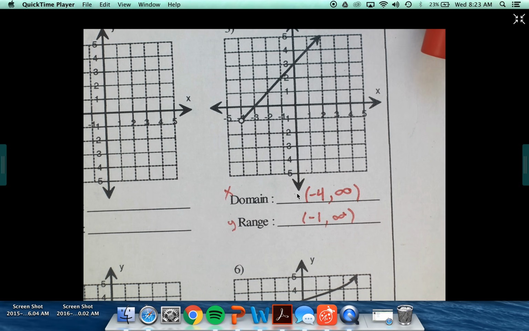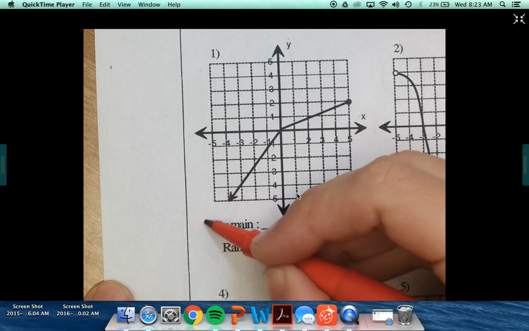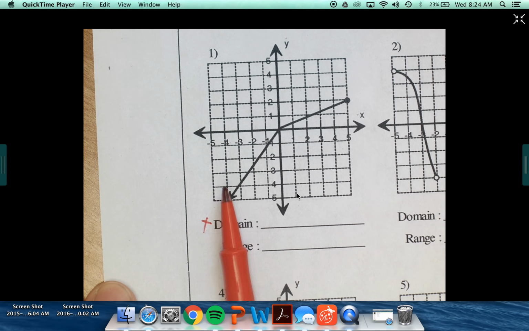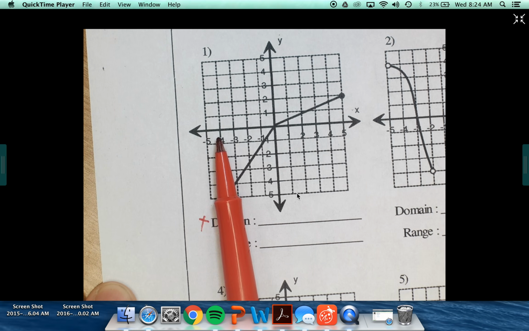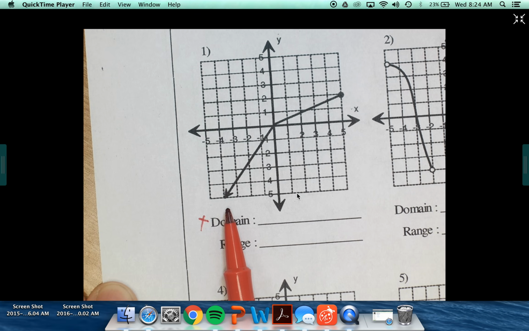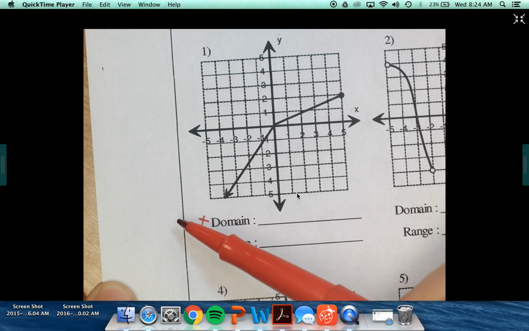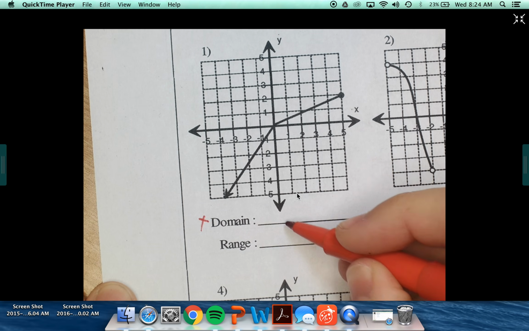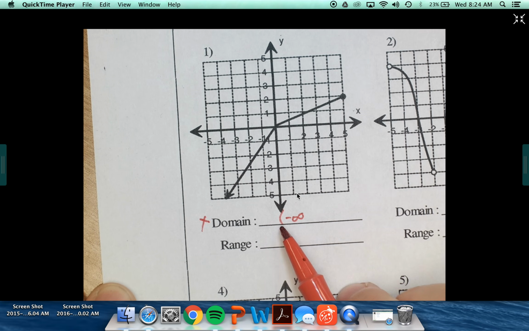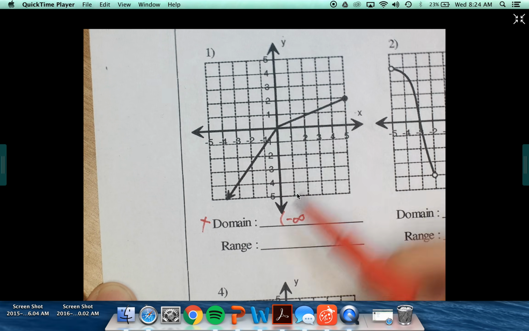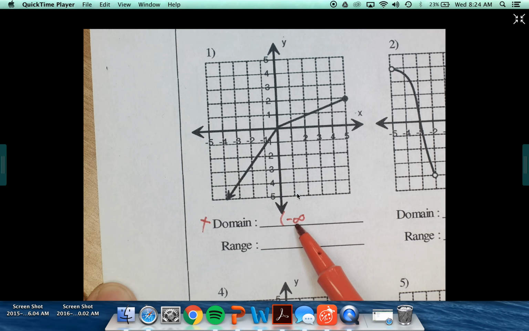Okay, let's take a look at number 1. Starting with our domain, starting on the left side, going to the right. If we start on the left side, notice, yeah, it's at -4, but there's an arrow. That means this graph goes left forever. It never stops going left. Left is negative, so it's negative infinity. You always use a parenthesis if you have an infinity. So this graph goes left forever, it never stops going left, so it goes to -infinity.